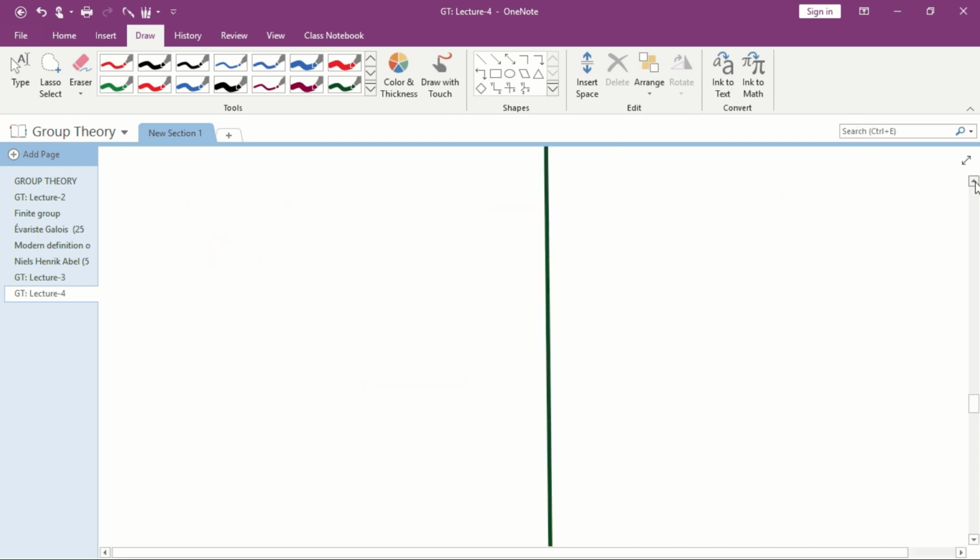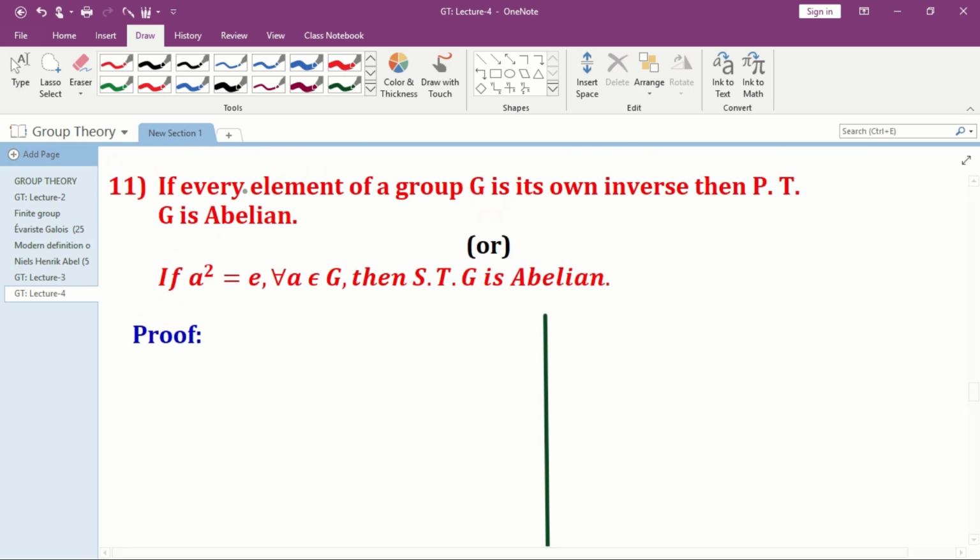Okay, we shall move to the next question. If every element of a group G is its own inverse, then prove that G is abelian. Or if A square is equal to E for all A belongs to G, then show that G is abelian. Now in the first statement, every element of a group G is its own inverse, which is given symbolically as A square is equal to E for all A belongs to G. We shall consider each separately.